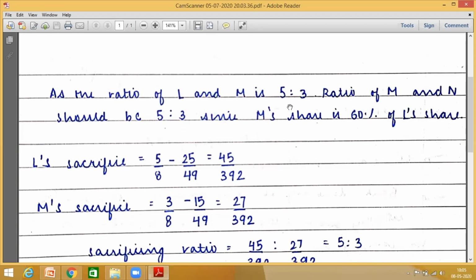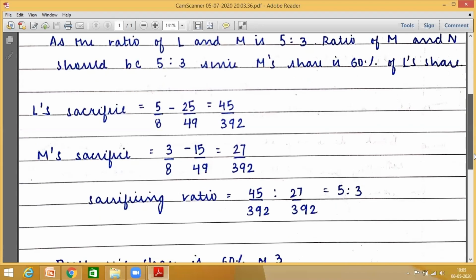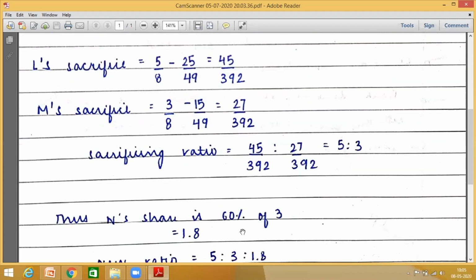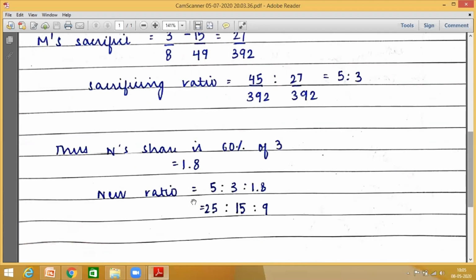Fine. So see, N will also get 60% of 3. So N's share is 60% of 3, that is 1.8. So their new profit sharing ratio comes out to be 5:3:1.8. And we never show ratio in decimals. So we have converted into whole numbers. So this comes out to be now 25:15:9.